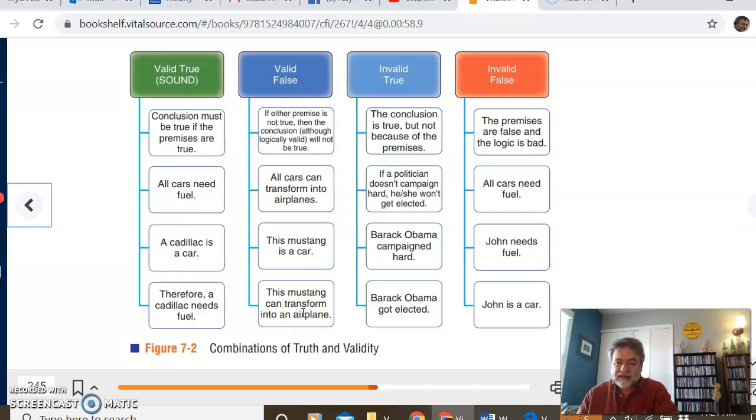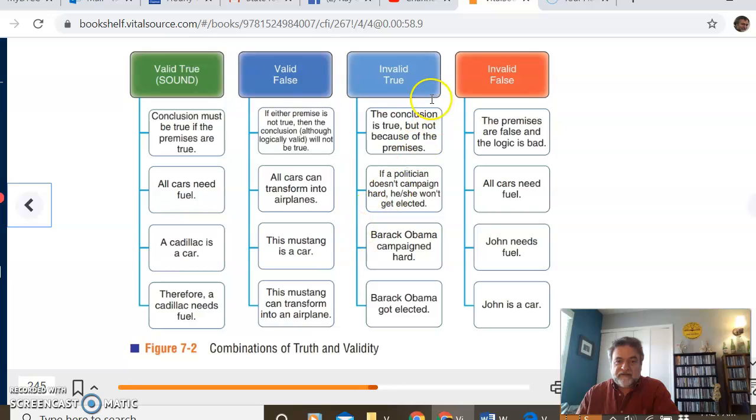The only way it's sound is if it's valid, good logic, and it's true. All the premises and conclusion are true. Here, too much of this is just bad, but it is good thinking. It's valid thinking. 3, all valid deductive arguments are sound arguments. That's not true because this is valid and not sound. 4, a deductive argument can be valid or invalid and have true premises.